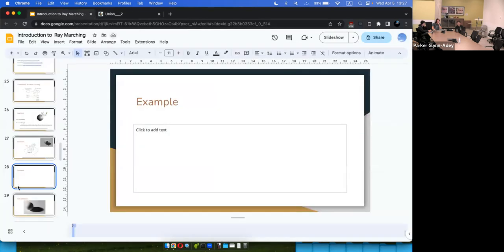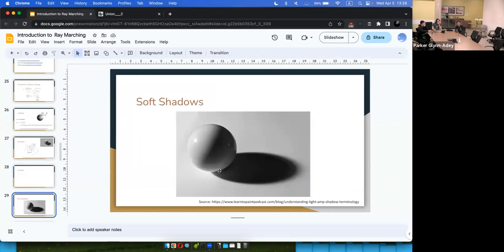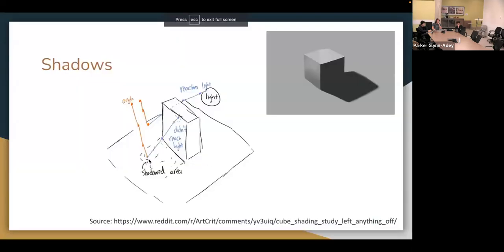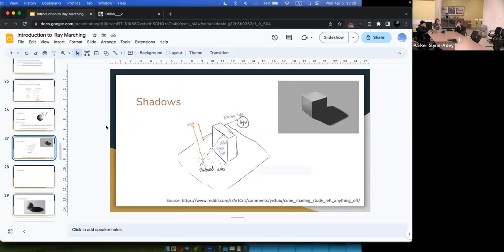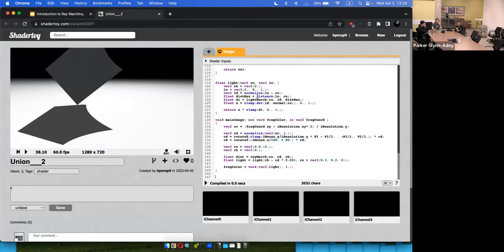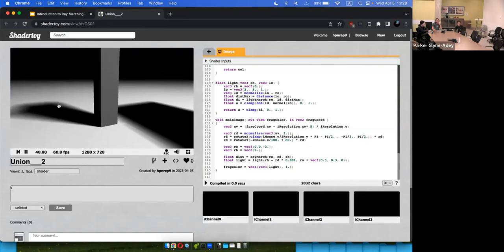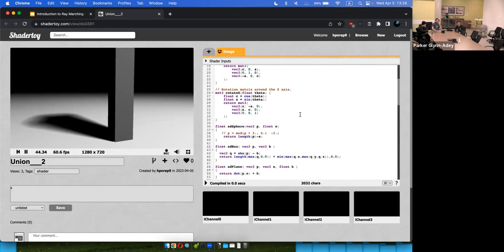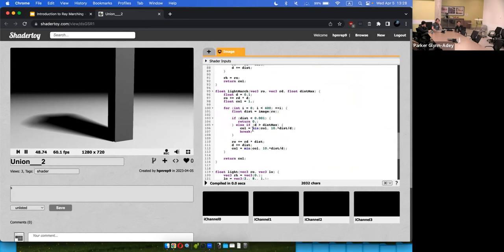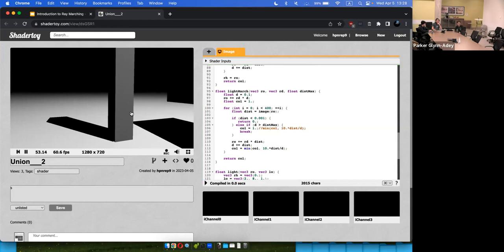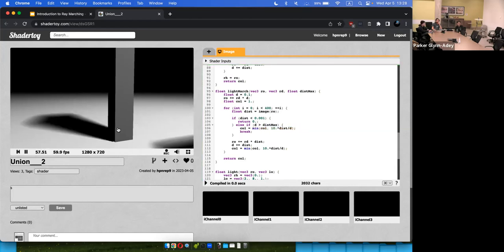Now one thing: this isn't quite accurate, since if you look at actual shadows, they don't have hard edges. The way we can fix this is to take the minimum distance. Going back to your diagram, when we ray march back to the light, if it doesn't hit the geometry but passes at a point very close to it, then we use that minimum distance to assign some interpolation between the bright and the dark. If we do that, we get soft shadows, instead of the harsh shadows we had before. As a comparison to before, we had this, and now we have our soft shadows.